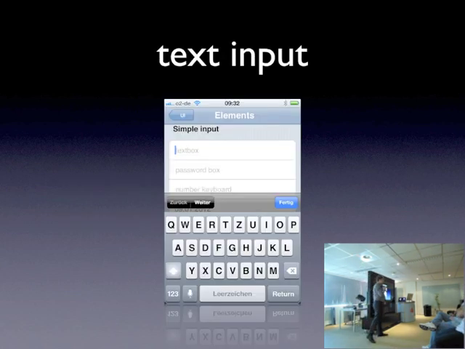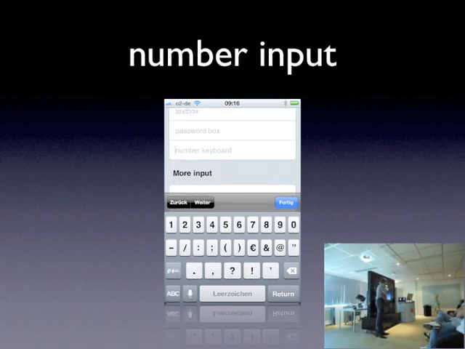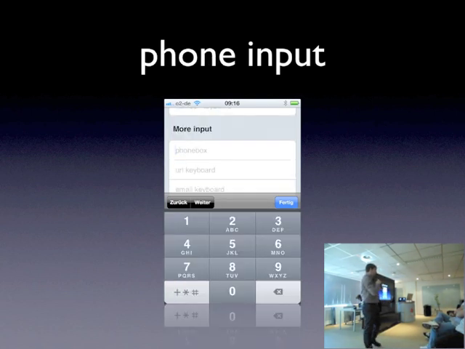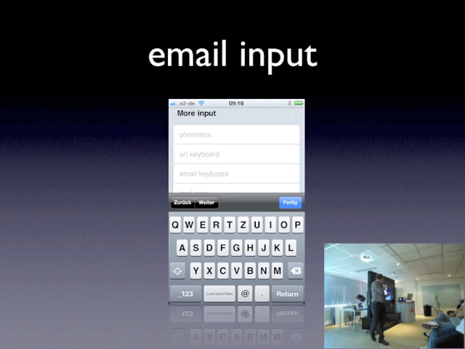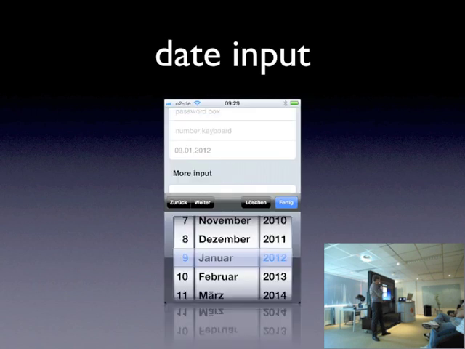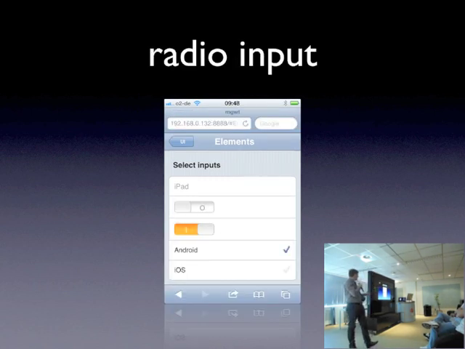If you have a text input, we present, of course, a text keyboard. Okay, no surprises here. With the password input, that's basically the same. It gets interesting with a number input, where you do have numbers to input at the first screen. With a phone input, this gets very clear. But there are small things like the URL input. You get the dot and the slash right there. With the email input, you got the dot and the @. And with a date, you got a sophisticated date picker. Select inputs, checkboxes, and radio inputs as well.